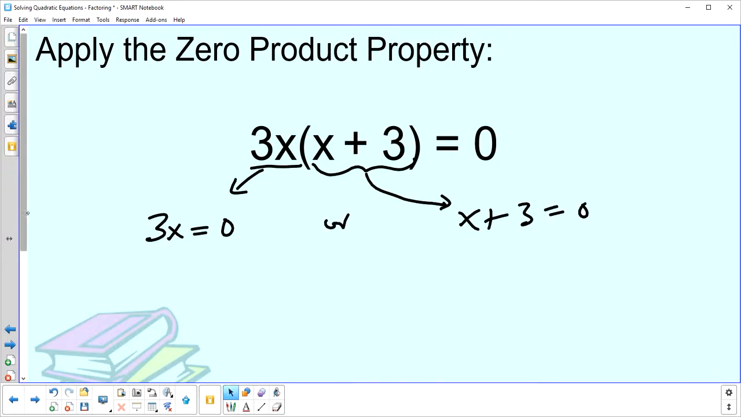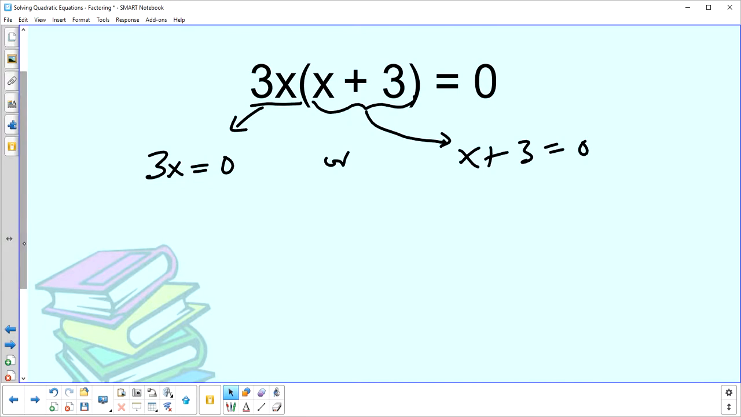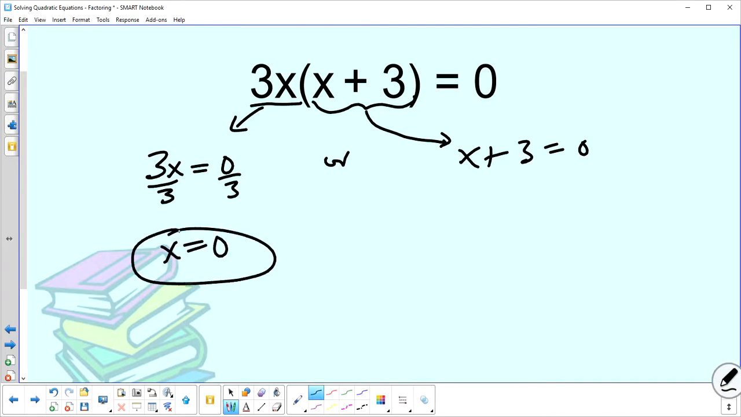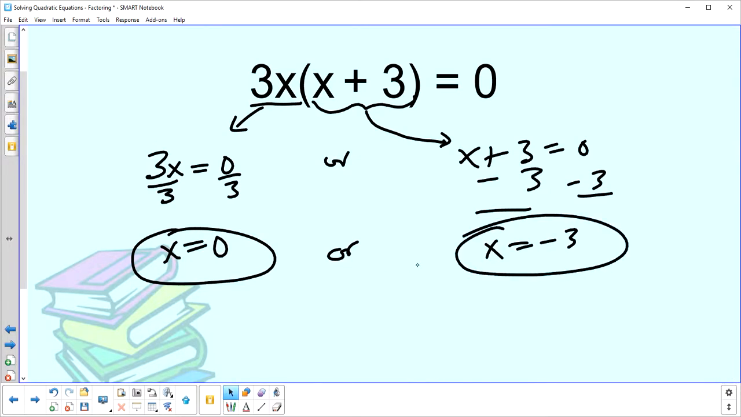Okay, so I have 2 equations here, multiple equations. I'm going to solve them independently of each other. So if I look at the left one, I divide both sides by 3 to get x by itself, and I get x equals 0. And we're done with that half. For the other side, I need to do the same general idea of solving the equation. I want to get x by itself. I subtract 3 from both sides this time, and I get that x is equal to negative 3. And so in this case, you see multiple solutions. We created multiple equations. We got 2 solutions.